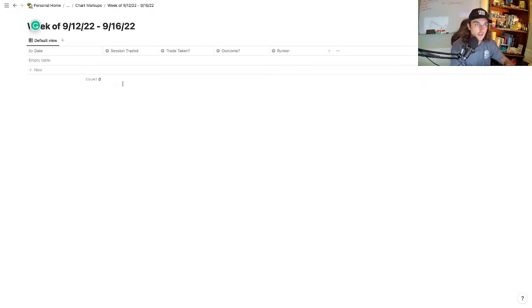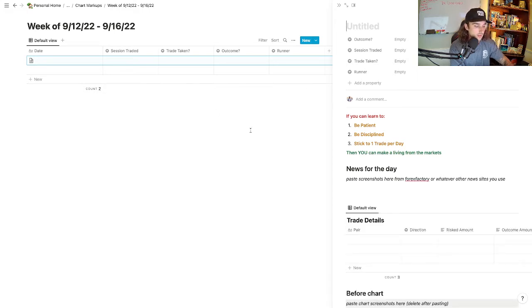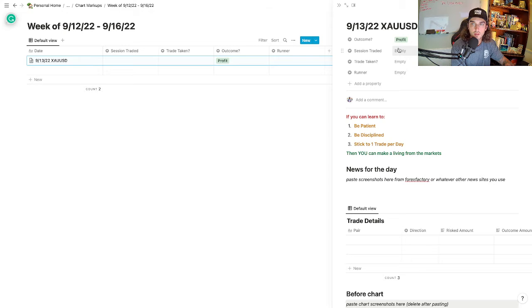Okay. And so pretty much what you'll do is every time you take a trade, you can either just click here and it will populate as normal, or you can hit this drop down and click on trade recap here, and you will just type in the date of your trade. So say if I'm taking a trade today, 9/13/22, usually I'll also put the pair that I'm trading here in the title, just so it's a lot easier to reference when I'm looking here. So let's say I took a trade on gold today, XAU USD, outcome, this is either profit, loss, or break even. So we profited today.